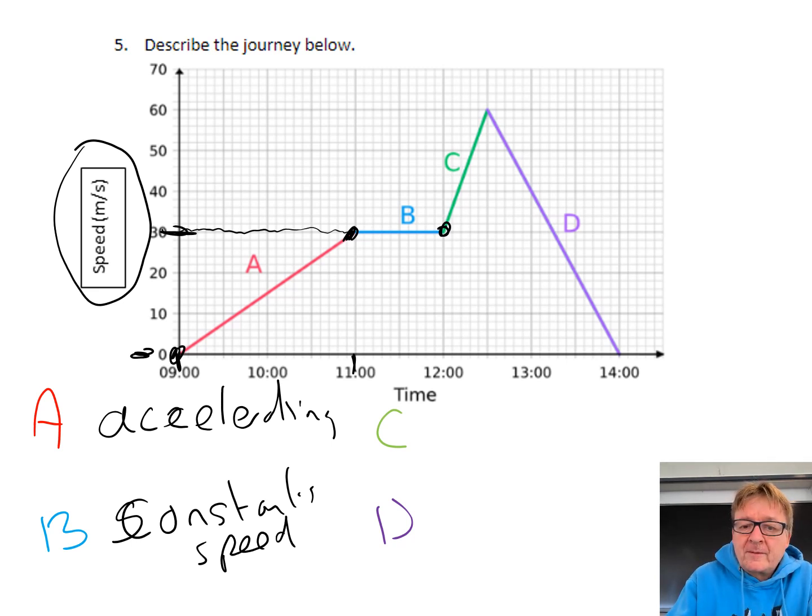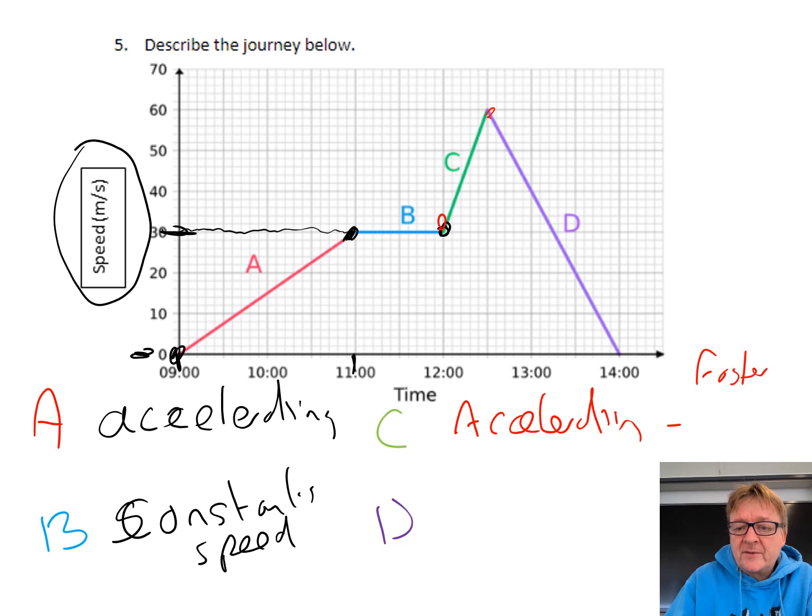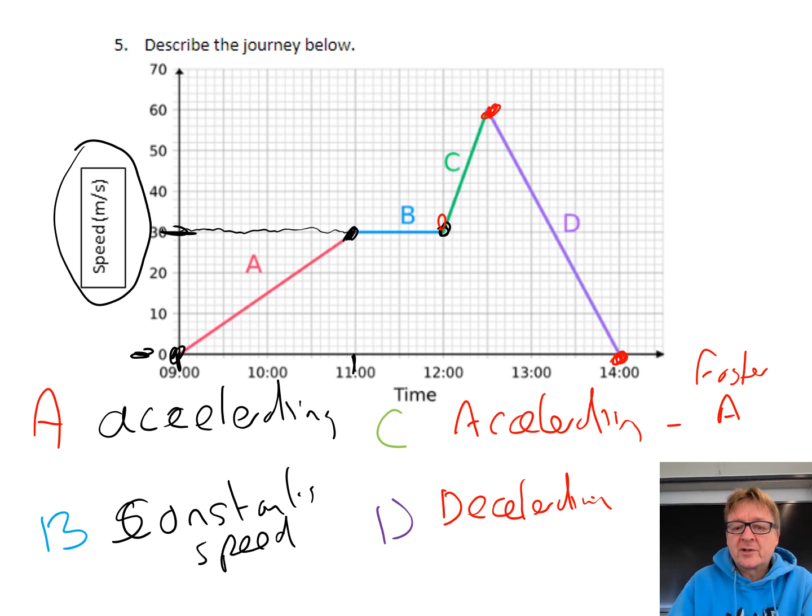C, there to there, it is also accelerating, right? Faster than A, because it's steeper. And then D is then decelerating, right? And it's going from 60 meters per second to 0. But it also doesn't tell you where it ends up. All it does is it tells you it's decelerating, and eventually it then becomes stationary.